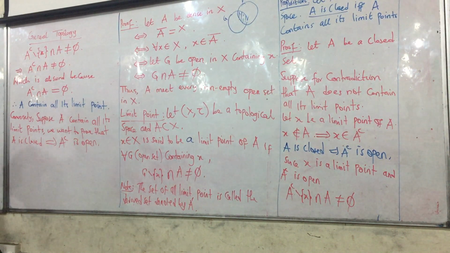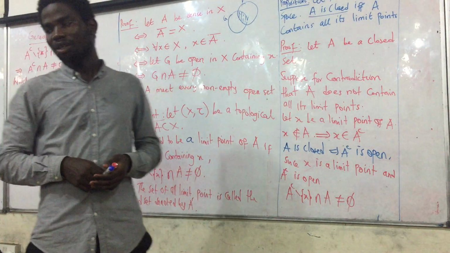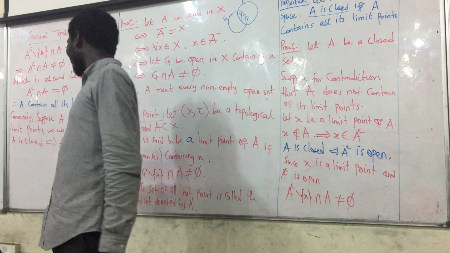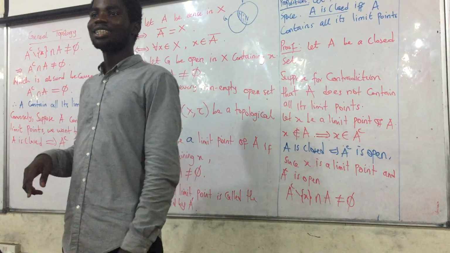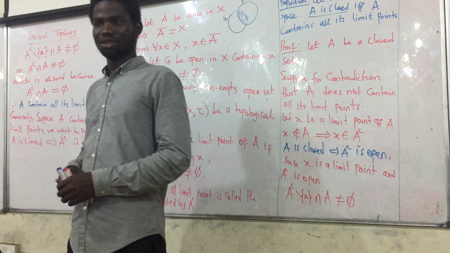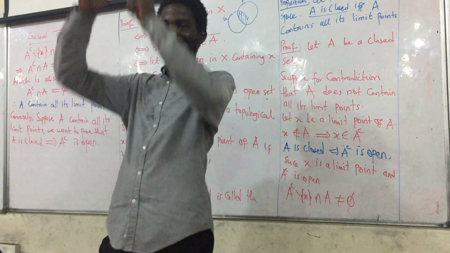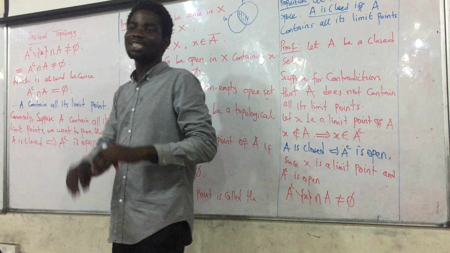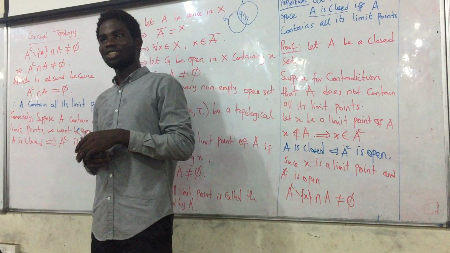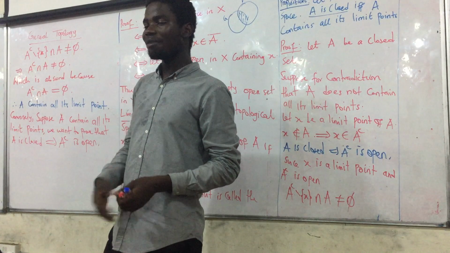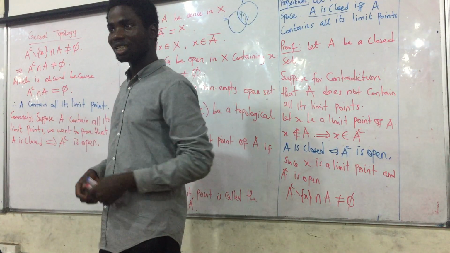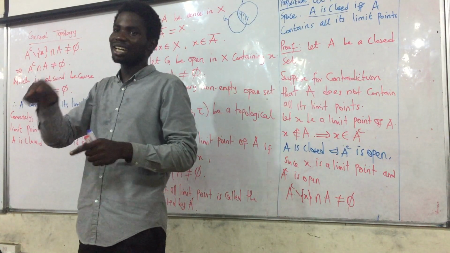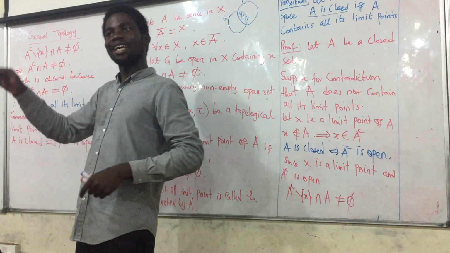And how do you prove that A complement is open? How do you prove that something is open? For every element in A complement, there is an open set, or every element of A complement is an interior point. That's the meaning of open. And what's the meaning of an interior point? That is, there is an open set such that S belongs to that open set and it is a subset of A complement.